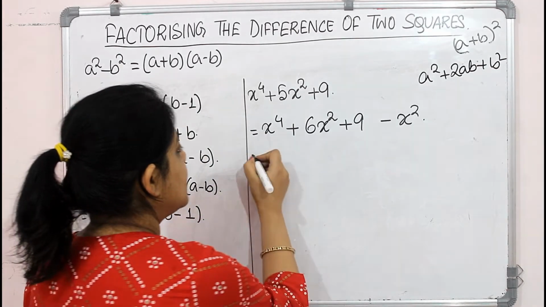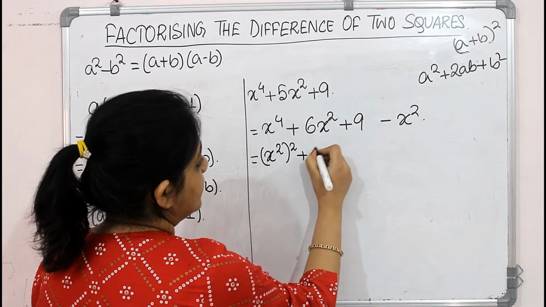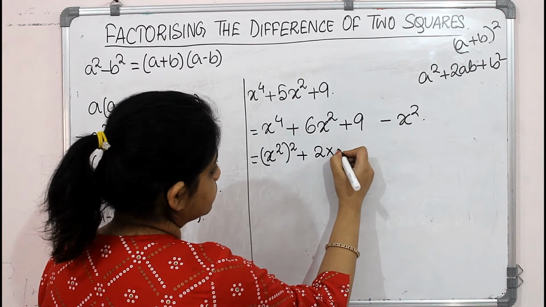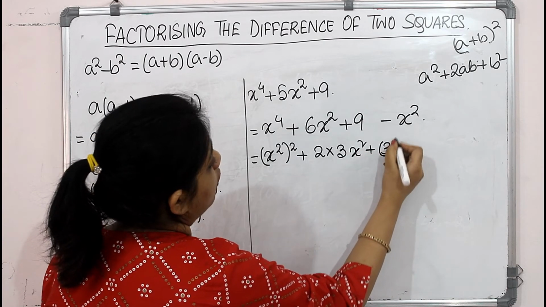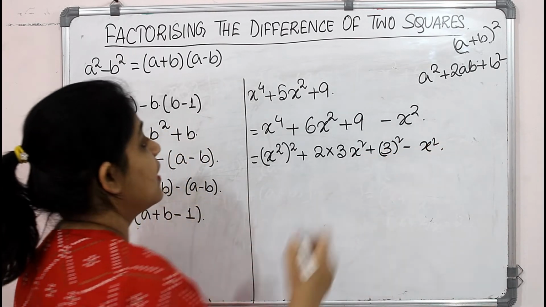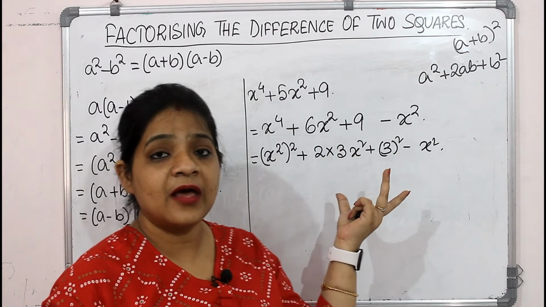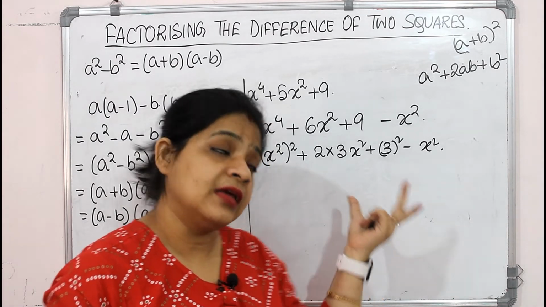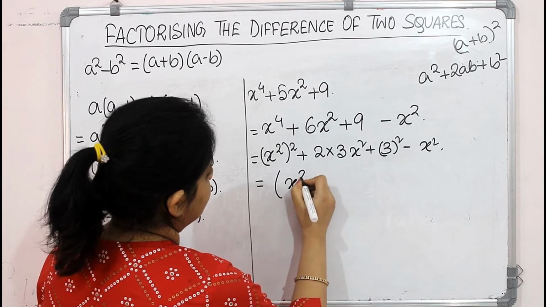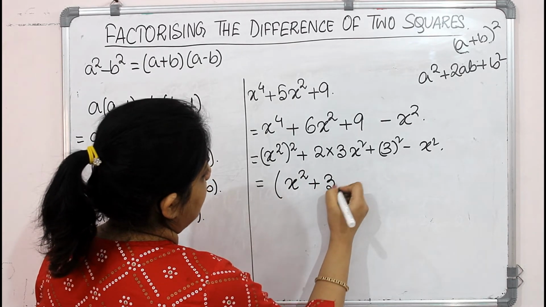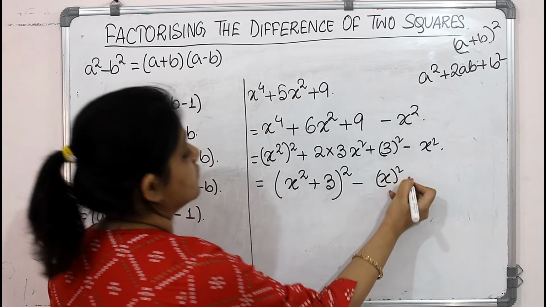So this you can write as x to the power of 4, x square plus 2 into 3x square plus 3 whole square, minus x square. Can I write it in this way? See, is it of the form of (a + b) whole square? Yes, it is of the form of (a + b) whole square. So this you can write as (x square + 3) whole square minus x whole square.